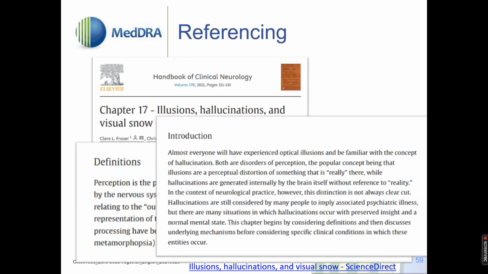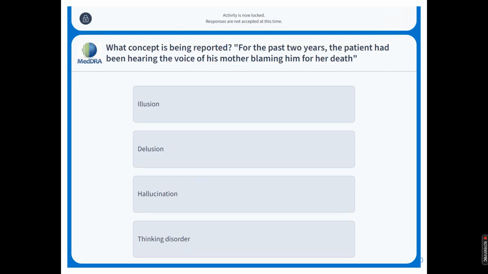So we talk here about illusions and hallucinations, again from the same article, and they reinforce what we read in Dorland's. Both of these are disorders of perception, the most popular concept being that illusions are a perceptual distortion of something that is really there, while hallucinations are generated internally by the brain itself without reference to reality. Although it can vary in clinical practice. So that's what we saw.